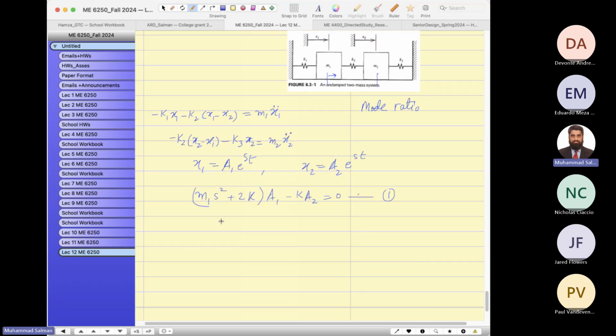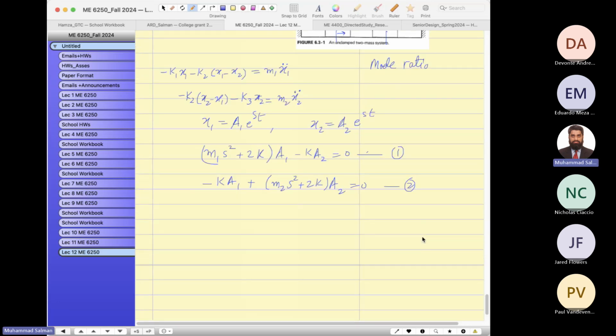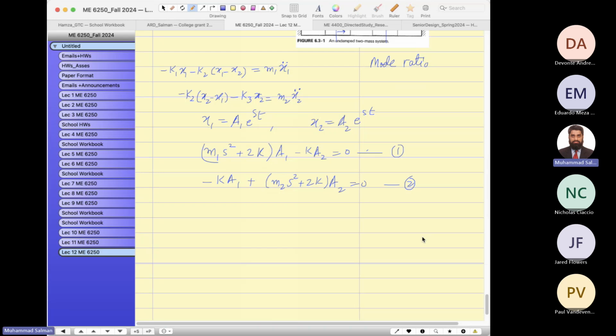For the second case, you plug it in over here. So you're left with minus k a1 m2. This is equation number 2. Now I would like to find out what are the roots, what are the values here?